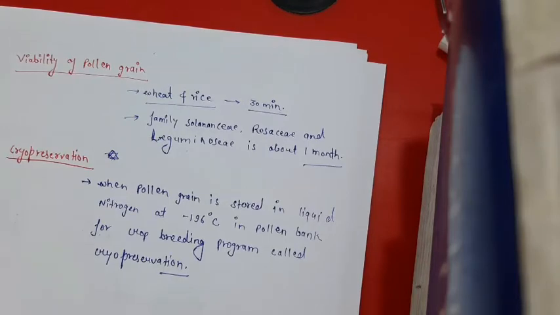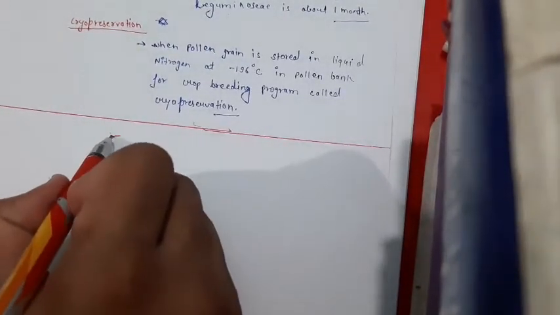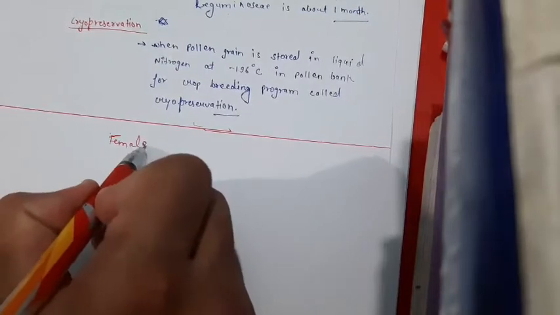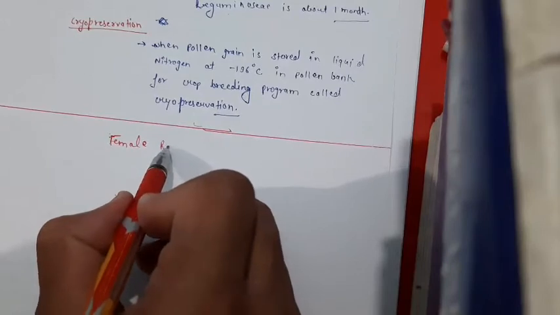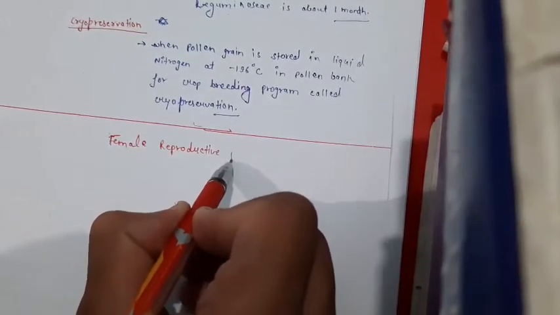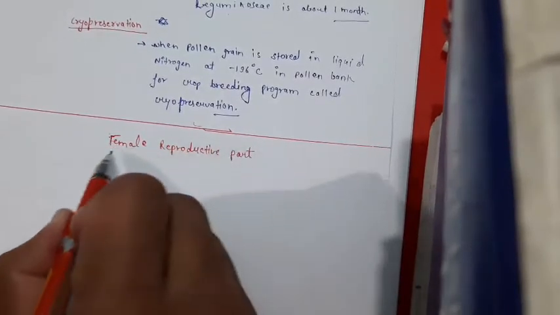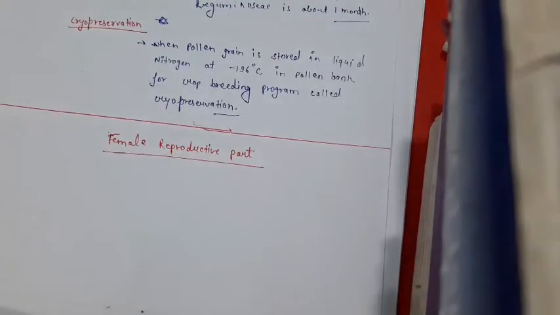Now friends, that's all about the male reproductive part of plant, that means pollen grain. Now friends, we will discuss the female reproductive part of plant.